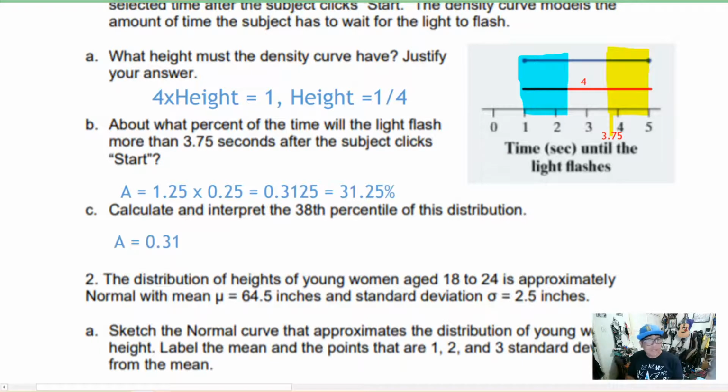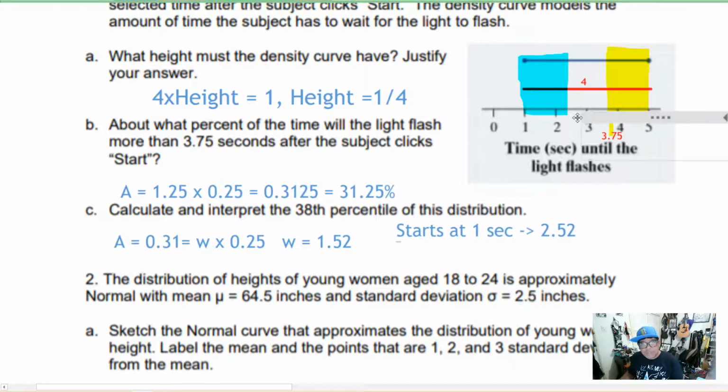I know the area is 0.31, and that's equal to the width multiplied by the height, because we're looking at a rectangle. Well, the height is 0.25, and that tells me that the width of the rectangle should be about 1.52, the blue rectangle over here. Well, the blue rectangle starts at 1 second, so the time right at the edge of the blue rectangle has got to be at 2.52.